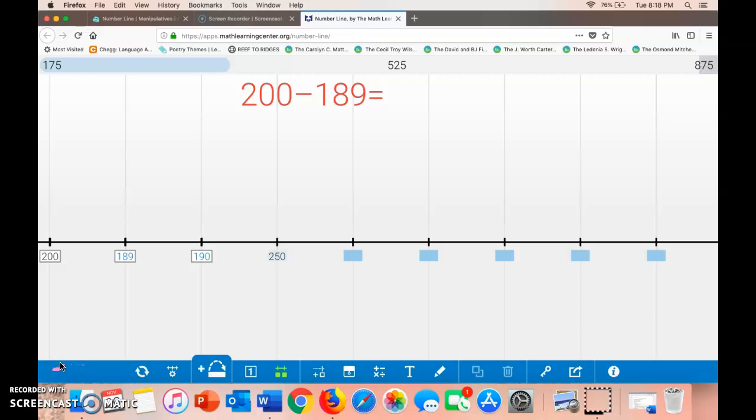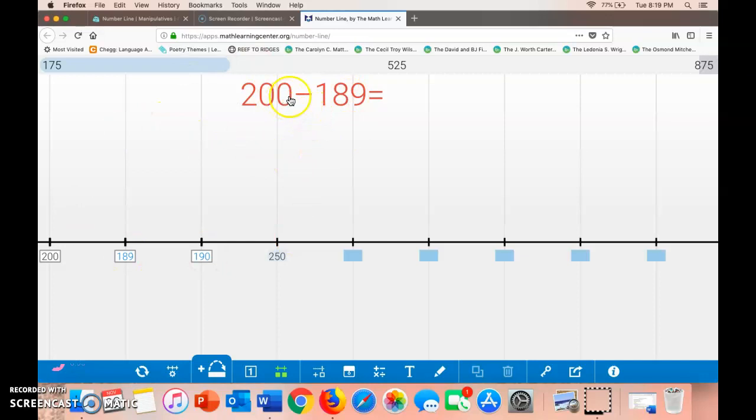Students should be able to use the expanded form of a number to calculate sums and differences. Students explain their thinking, show their work, and verify that their answer is reasonable. So as a third grader, looking at 200 minus 189, I would want to use a number line, and I will show you how to do so on the screen.